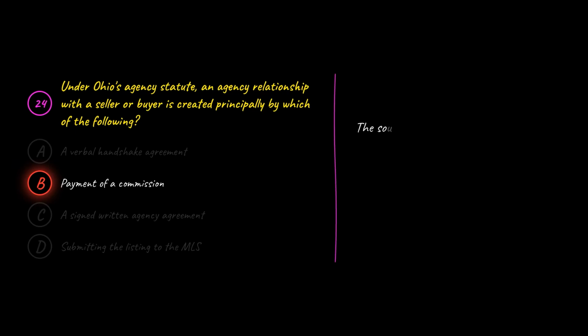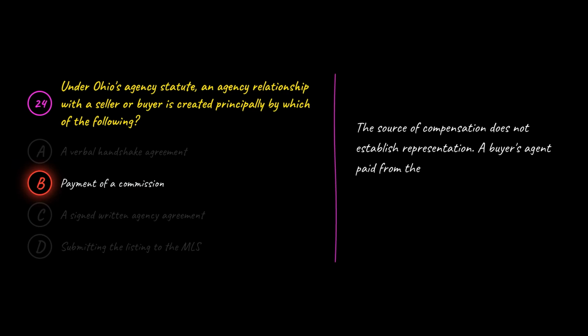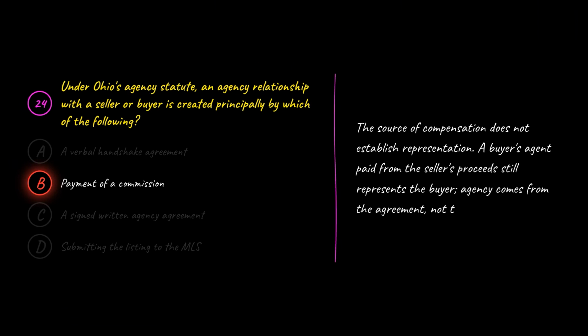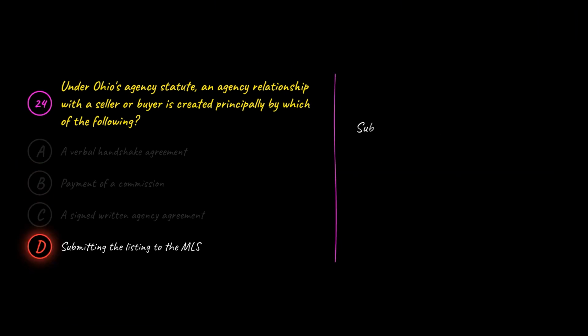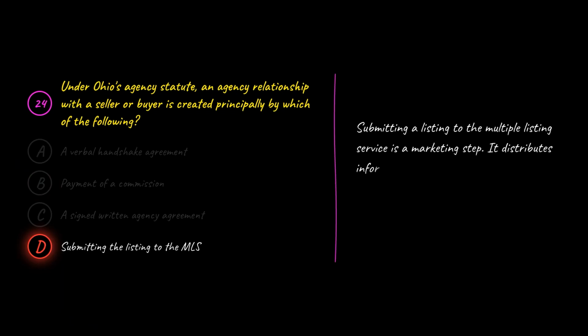B is wrong because the source of compensation does not establish representation. A buyer's agent paid from the seller's proceeds still represents the buyer. Agency comes from the agreement, not the payment. D is wrong because submitting a listing to the multiple listing service is a marketing step. It distributes information to cooperating brokers but does not itself form the agency relationship with the client.